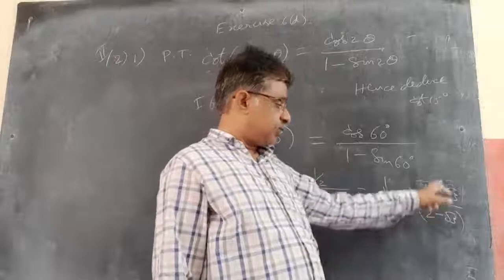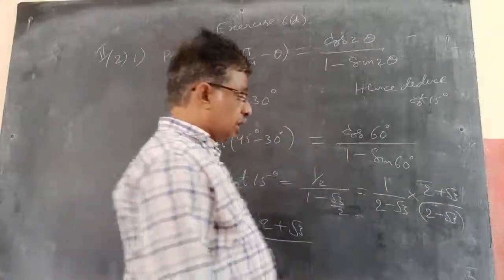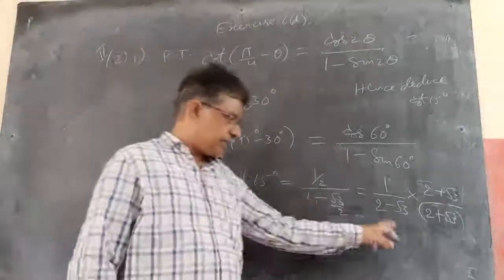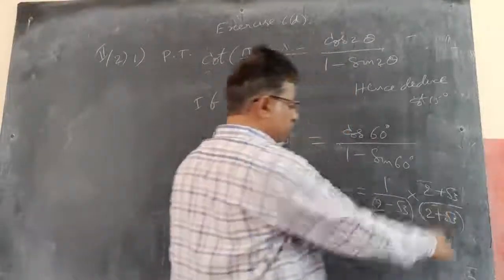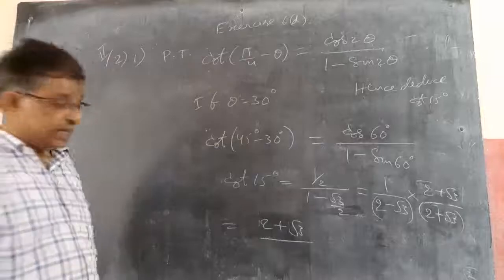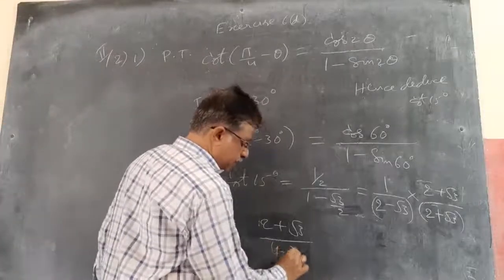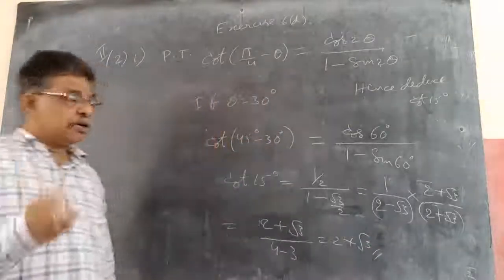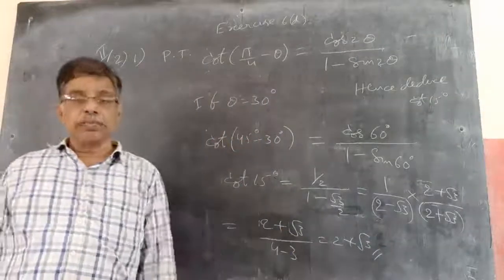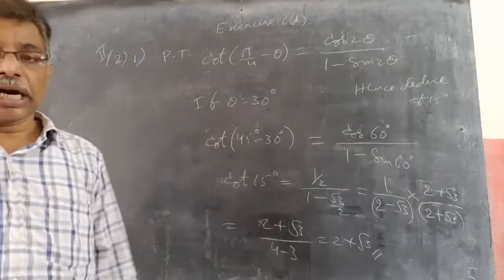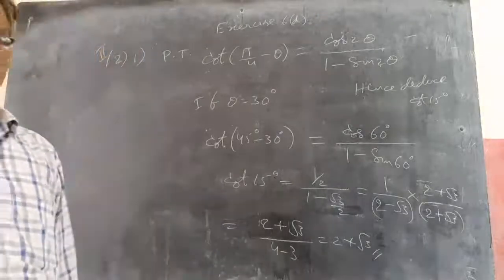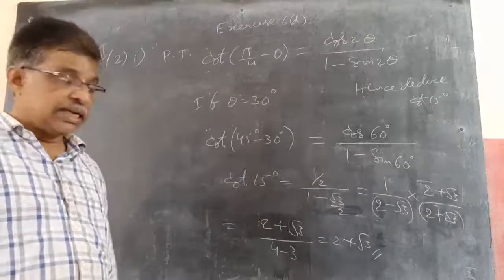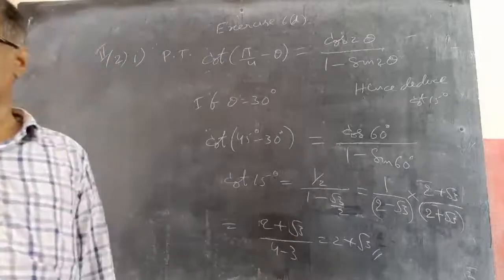I am multiplying numerator and denominator with 2 plus root 3, so that the given value will not change. So 2 plus root 3 by (2 plus root 3) into (2 minus root 3). (a plus b) into (a minus b) is a square minus b square: 4 minus 3, so it becomes 2 plus root 3. Cot 15 we already derived, check with that value: that is 2 plus root 3. So cot 15 is 2 plus root 3, and tan 15 is 2 minus root 3, which we derived in compound angles. We checked that, and the same answer we got here also.